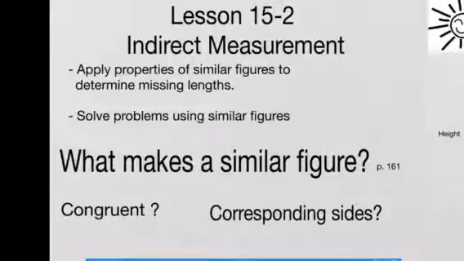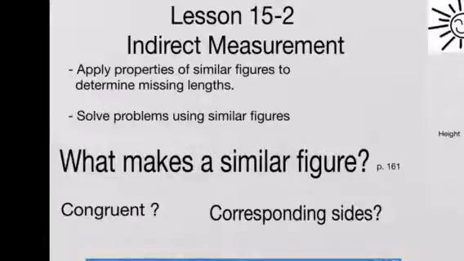Now, what does it mean to have a similar figure? Well, similar figures are figures in which the lengths of the corresponding sides are in proportion and the corresponding angles are congruent. Okay, so what is congruent? Congruent is another way of saying equal to or exactly the same. Corresponding sides has to do with sides that belong with each other in different objects.